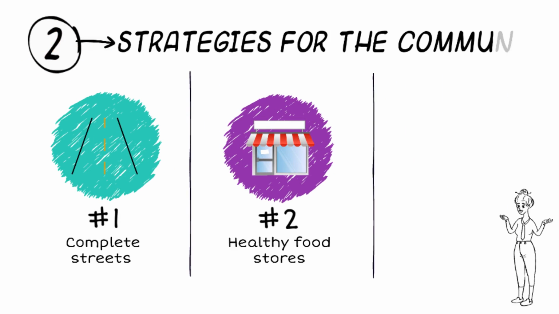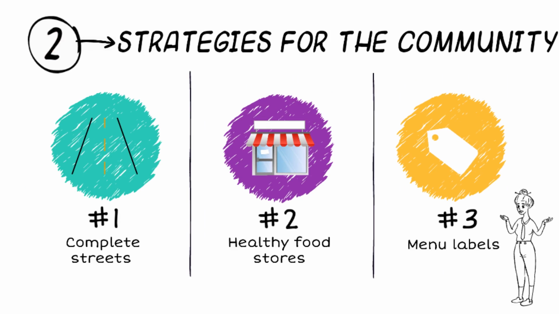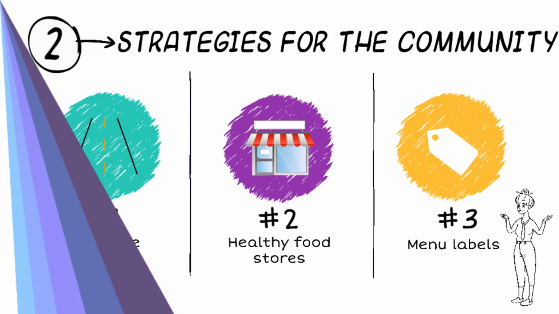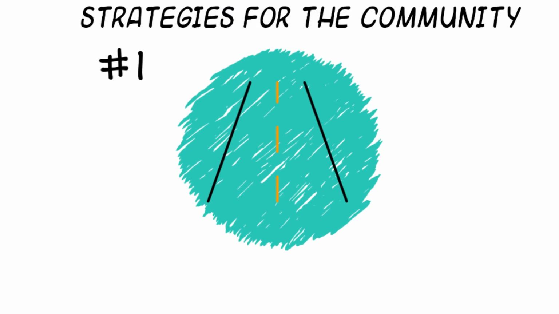Also, the United States government is using many strategies to stop obesity in the community. The first strategy is complete streets, which are safer for doing exercise. These streets will give people a safe place for walking and biking, so they will have a healthier life with no diseases.